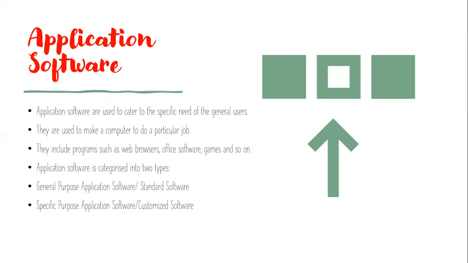For example, a calculator. With a calculator we can only calculate, but we cannot do any other things, right? Like a calendar, which is used to check the dates, months, years and all. Other than that, there is no use for the calendar, right? Like that, in application software also, we have two types. First one is general purpose application software or standard software. Second one is specific purpose application software or customized software.